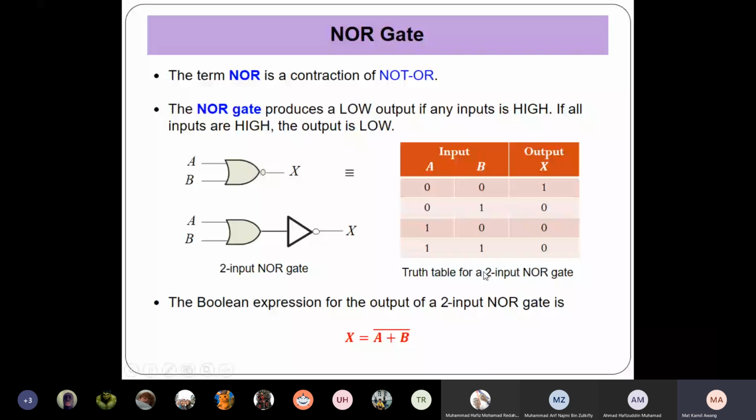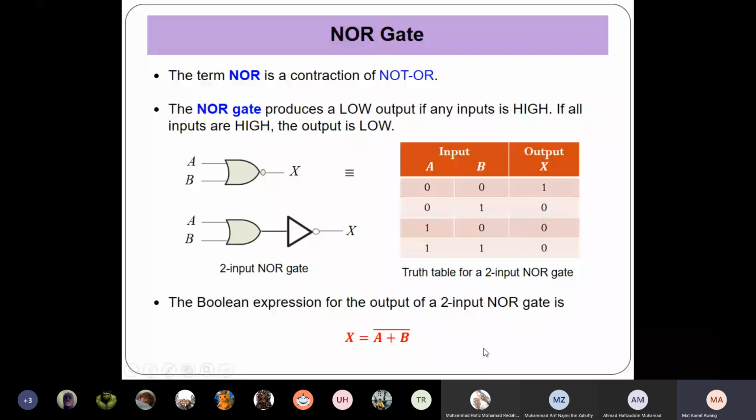The Boolean expression for the output of a two-input NOR gate is like this: X equals A OR B, with a bar, NOT. So you do the A OR B first, then you NOT. You don't do A NOT, B NOT, then OR. No. You do the OR first, then you NOT.